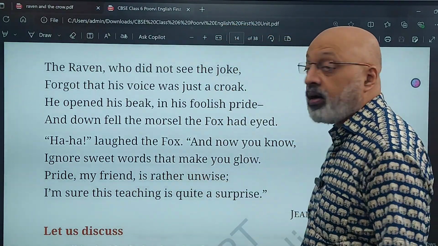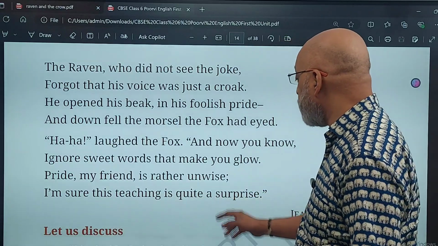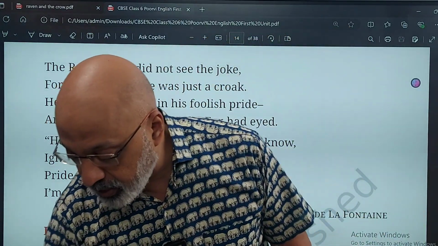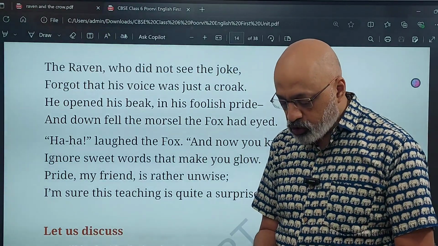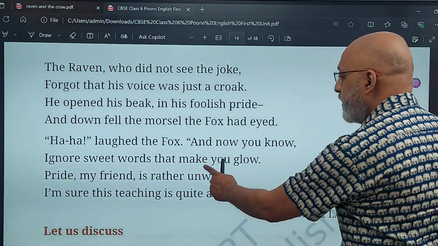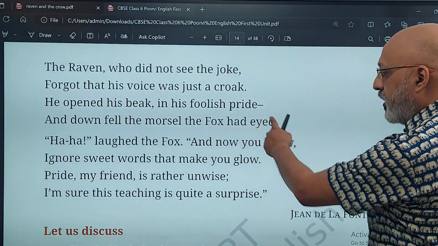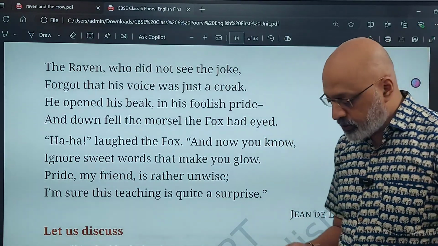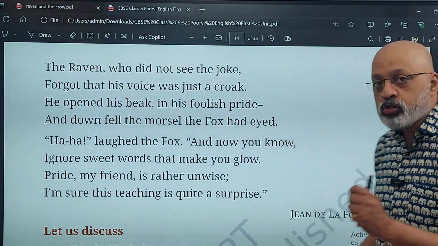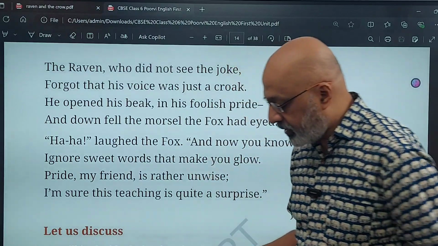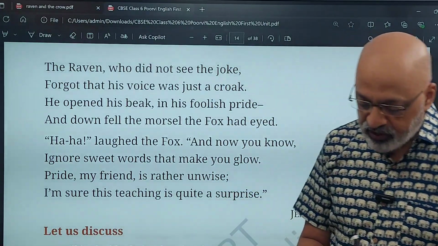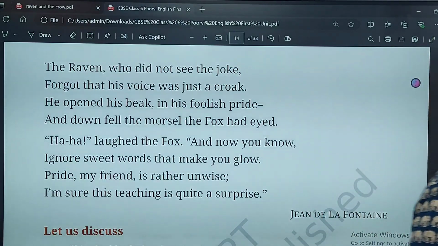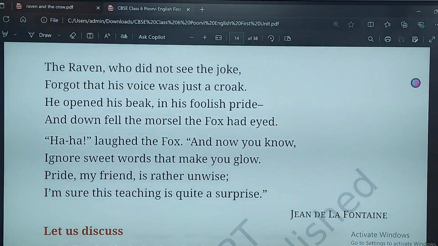Pride, my friend, is rather unwise. I'm sure this teaching is quite a surprise. Now, what is the meaning of the last two sentences? Okay, so foolish pride, I've already told you, is an important key phrase, and the last two lines का मतलब है. The second last line, pride, my friend, is rather unwise. I've written it out so that it's easier, so that I don't miss out on any point. It says it warns against the dangers of excessive pride.